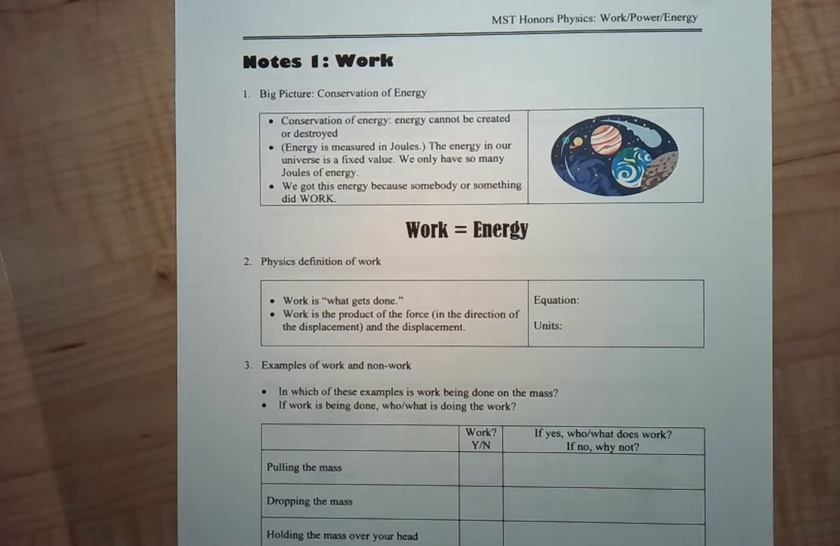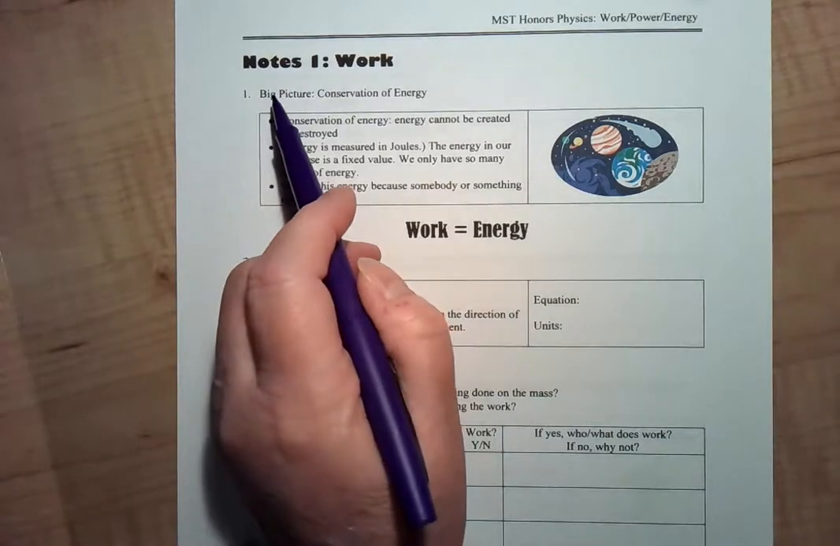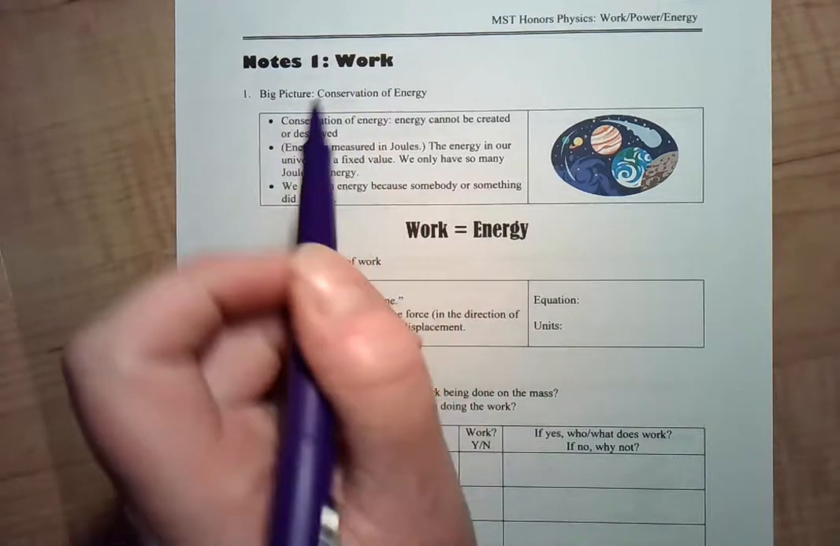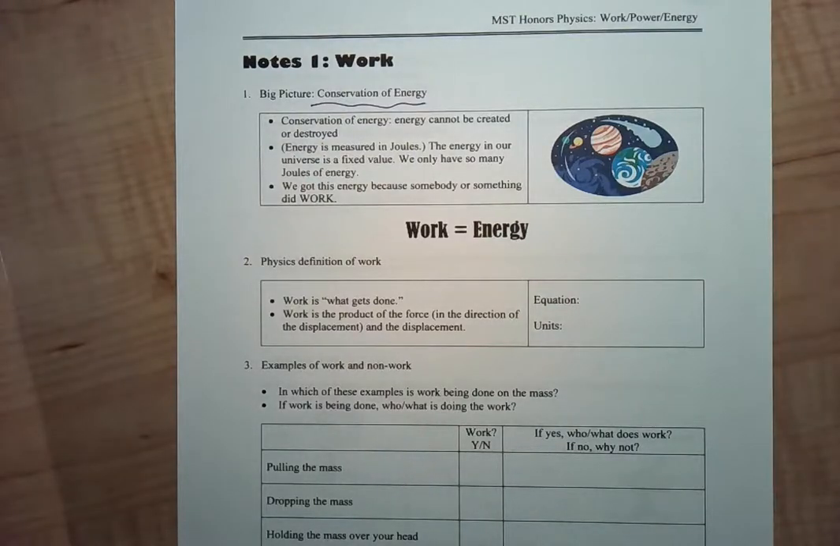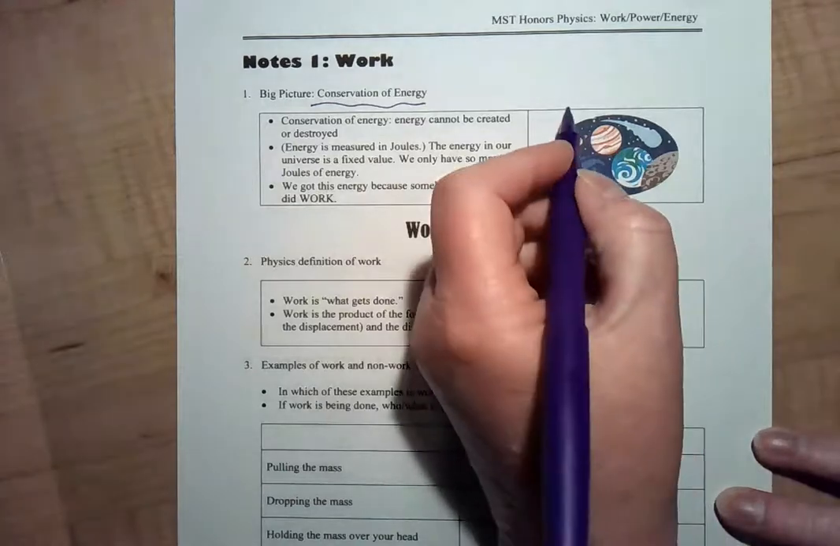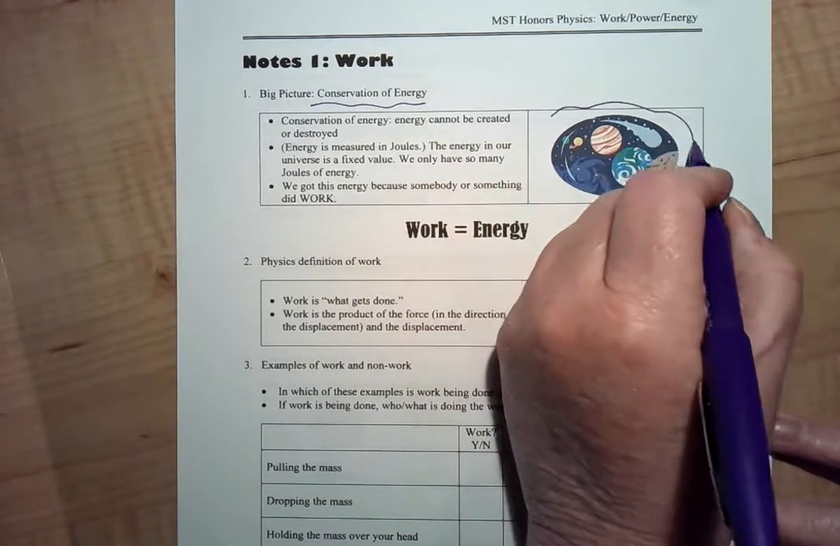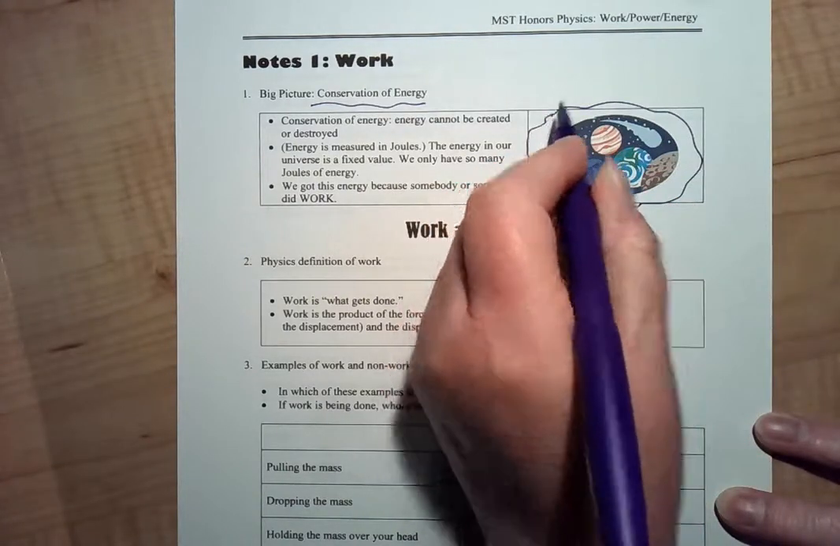Before we start getting into the detail, I just want to give us an overview of our unit. And really our unit, the big picture view, is conservation of energy. You probably have heard that phrase before. Energy cannot be created or destroyed. So this is supposed to be an image representing our entire universe.